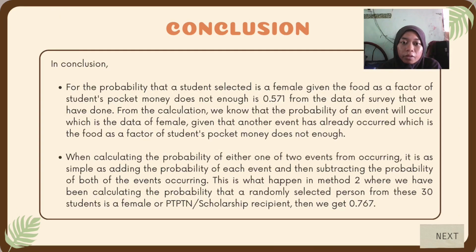In conclusion, the probability that a student selected is female given the food as a factor of student pocket money does not enough is 0.571 from the data of the survey that we have done. Next, in calculating the probability that a randomly selected person from the 30 students is a female or PTPTN or scholarship recipient, we get 0.767.